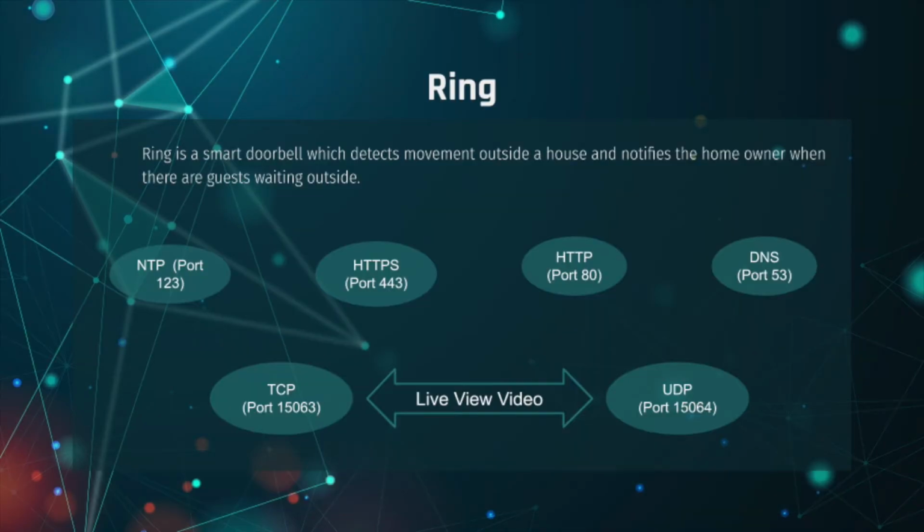Ring is a smart doorbell which detects movement outside a house and notifies the homeowner when there are guests waiting outside. This device uses NTP, HTTP, HTTPS, and DNS protocols, as well as TCP or UDP protocols for live view video when interacting or monitoring live through Ring's camera.